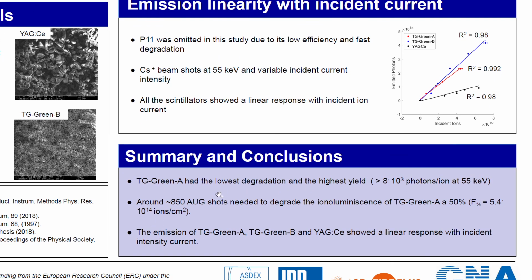To sum up, TG Green A had the lowest degradation and the highest yield. We need around 850 shots at ASDEX Upgrade in order to degrade the ionoluminescence of TG Green A to 50%, and also the emission of TG Green A, TG Green B, and JAXI showed a linear response with incident current intensity.